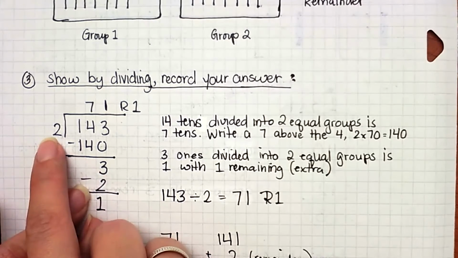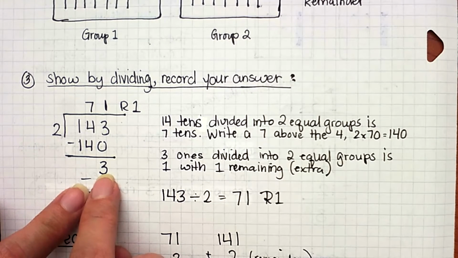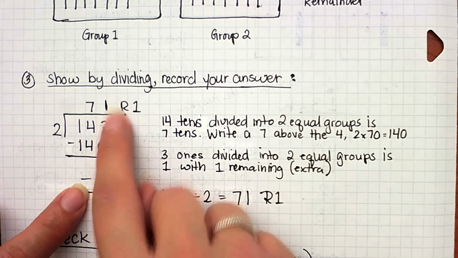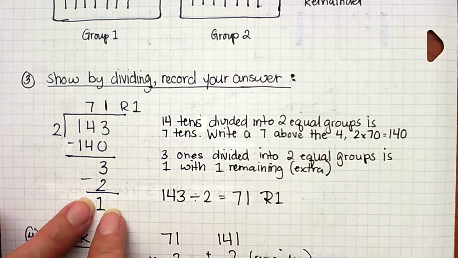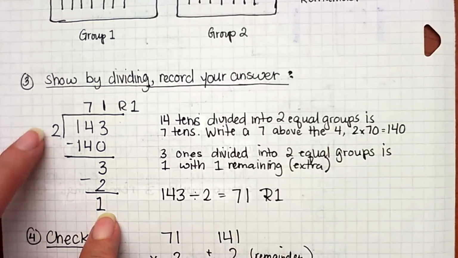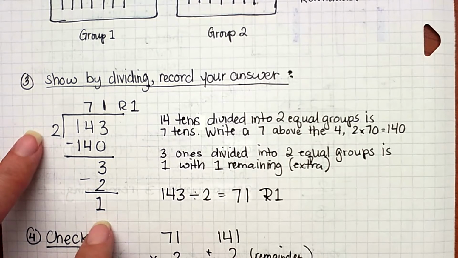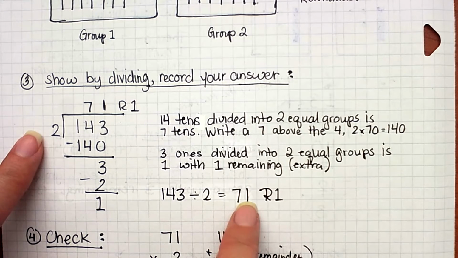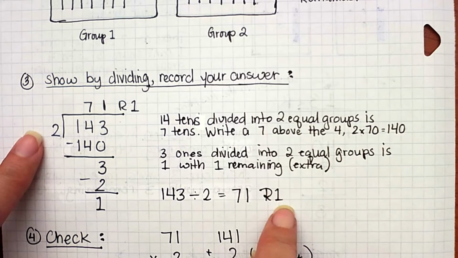Now I have to think how many 2s are found in a group of 3. Well, there's one group of 2 found in a group of 3. So I put my 1 up here and then I subtract my 1 group of 2 from here and I have a remainder of 1. I can't break this 1 apart into 2 equal groups. So that's going to stay as my remainder. So 143 divided by 2 was equal to 71 with a remainder of 1.